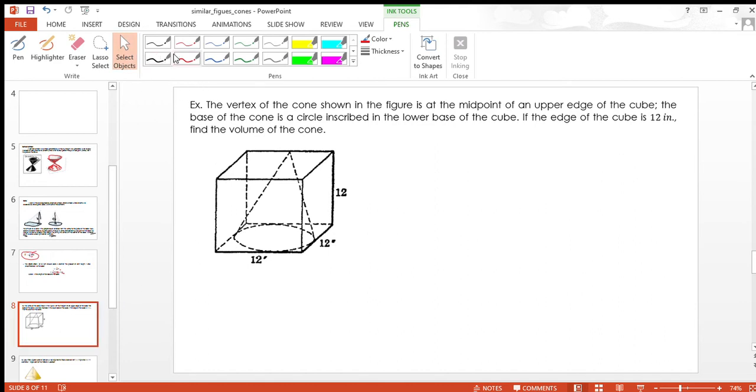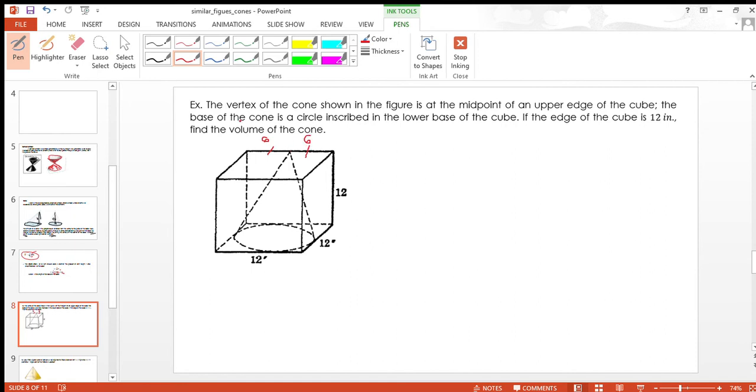Okay, so let's have this example. The vertex of a cone is shown in the figure and it is located at the midpoint of an upper edge of a cube. So cube 12, 12, 12. So this must be 6 and 6.